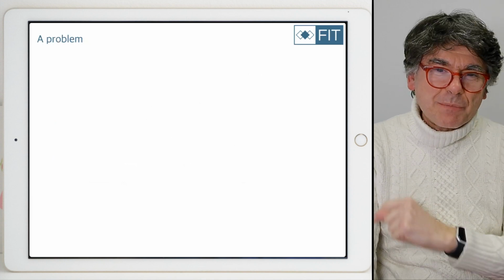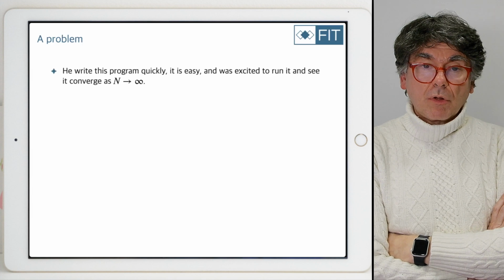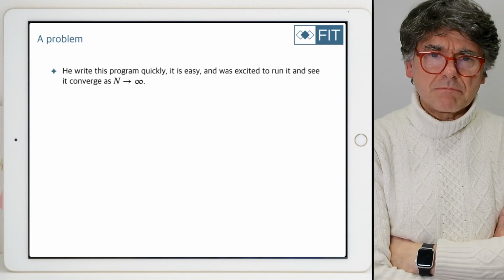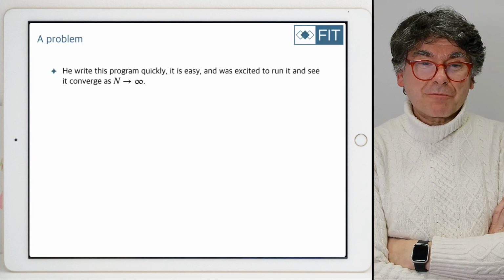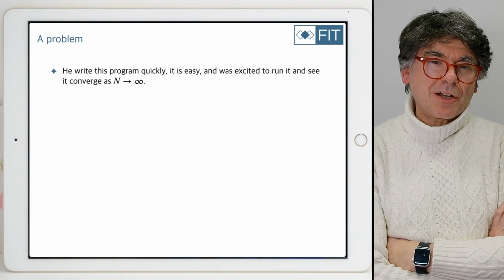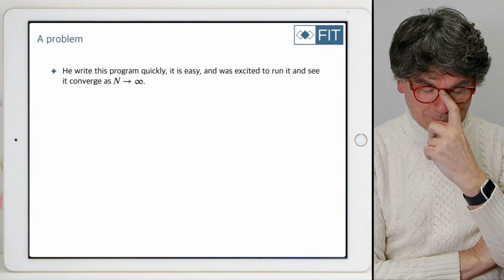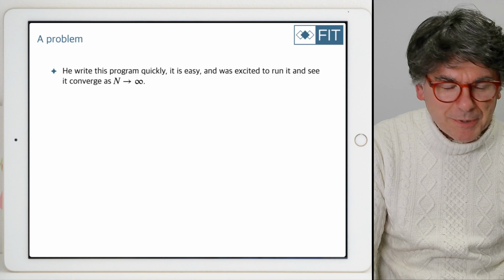Now, this is the problem that he encountered. He wrote the program very quickly, a day, okay? And was excited and ran it to see what happens when n goes to infinity. What do you think happened?